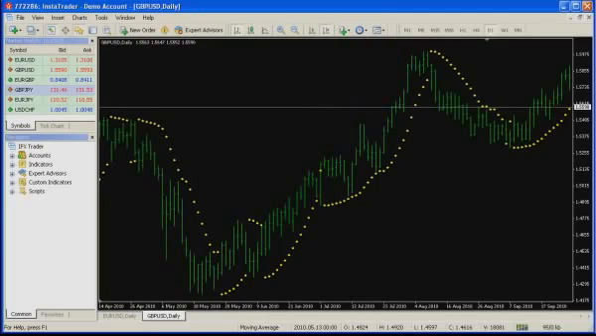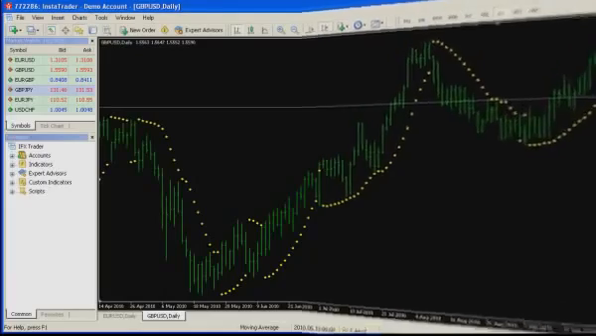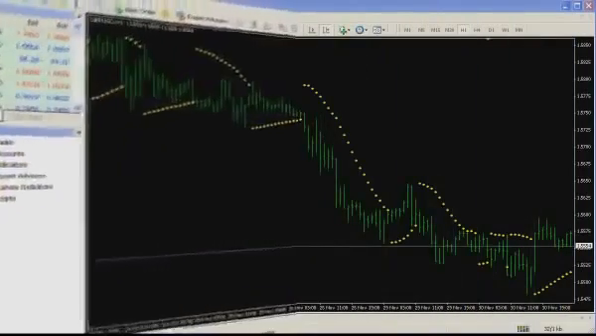The uniqueness of this indicator lies in fact that it responds to price fluctuations as well as to time, while the majority of indicators do not take into account the time factor. Let us plot the parabolic on the chart.